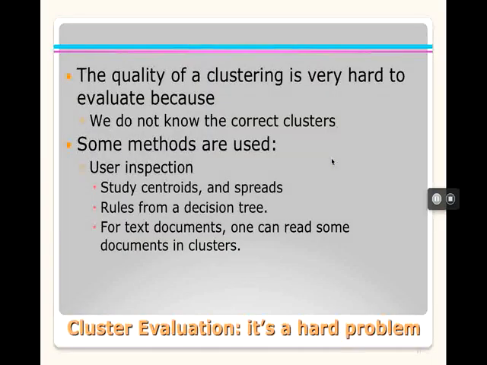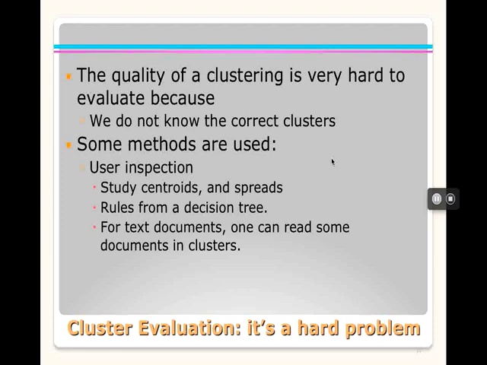The quality of a clustering is very hard to evaluate because we do not know the correct clusters. This is the most evident and most distinguishing feature between clustering and classification. In classification, from the beginning we know how many classes we have, whereas in clustering we don't know how many we will end up with. We can control it at the beginning and keep trying to rerun our data until we find the best solution, but we don't know from the beginning how many clusters we have.